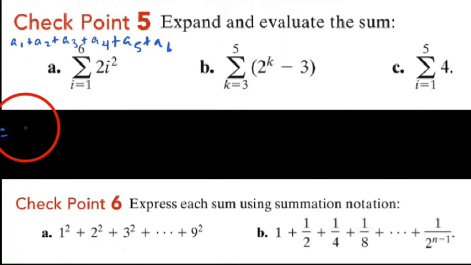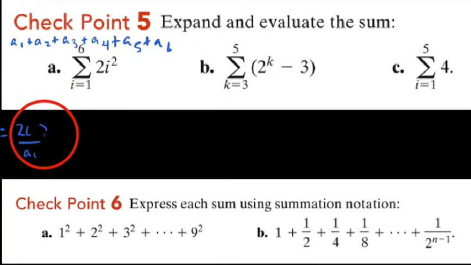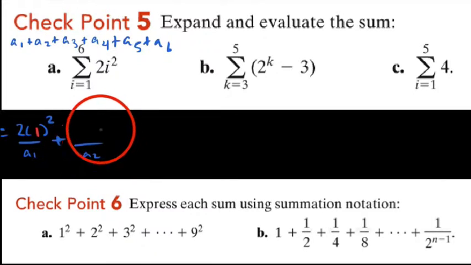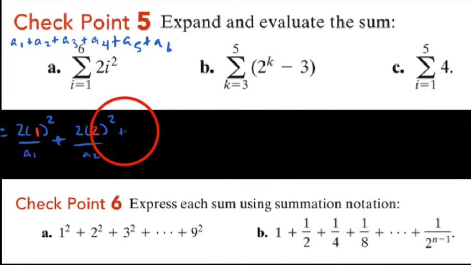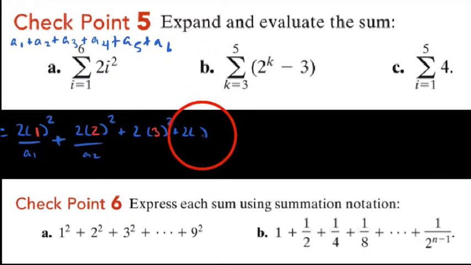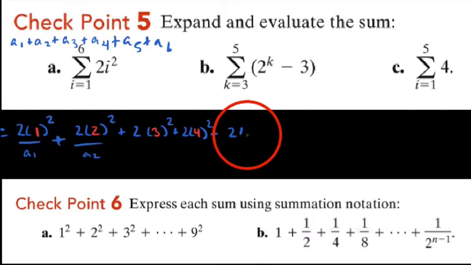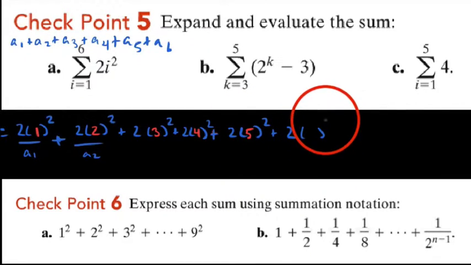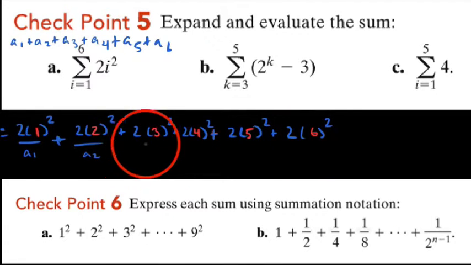So to expand this, we would say a1, which is really 2 times 1 squared. Plus now, we would say a2, this is not a fraction, I'm saying this is the second term. I would get 2 times, in this case, 2 squared. So I'm going to continue this sum. We would have 2 times 3 squared plus 2 times 4 squared, 2 times 5 squared, and I know I'm running out of room here, but we say 2 times 6 squared. And this would be our expanded sum.